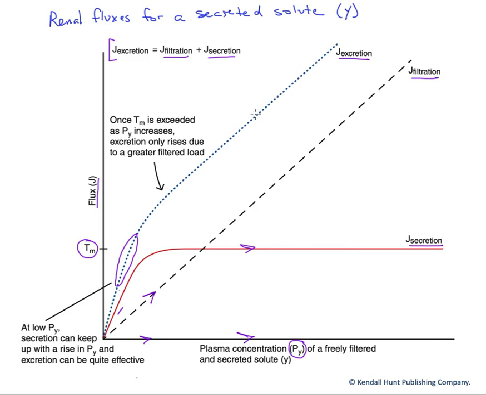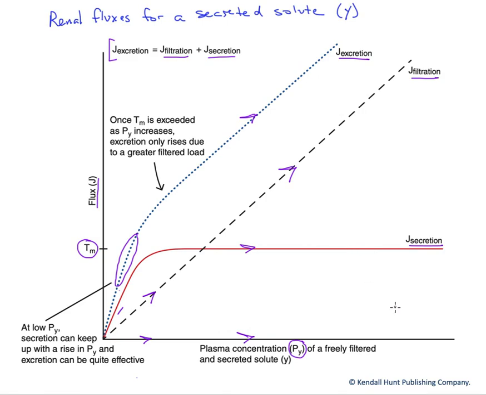Now, excretion will continue to rise, but only at the rate at which it rises in the filtrate, right? Remember, the more we add to plasma, the more it will be filtered. And so our excretion will continue to rise, but only by the amount that ends up being filtered. Our secretion is fully maximized and running at 100%.